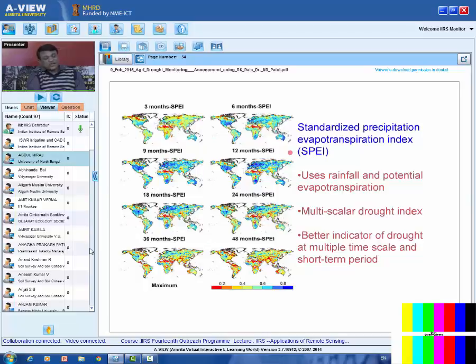Now it is gaining wide popularity because it takes into account both rainfall as well as evapotranspiration. The Standardized Precipitation Index takes only the rainfall. But SPEI is a better indicator because it takes into account both rainfall and evapotranspiration to construct the index for drought. And it is multi-scalar also.